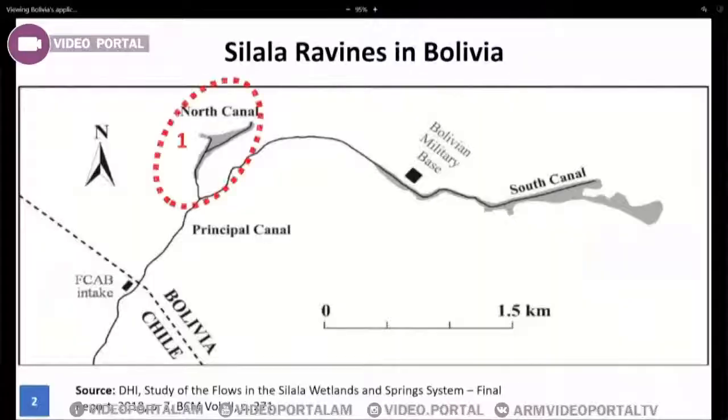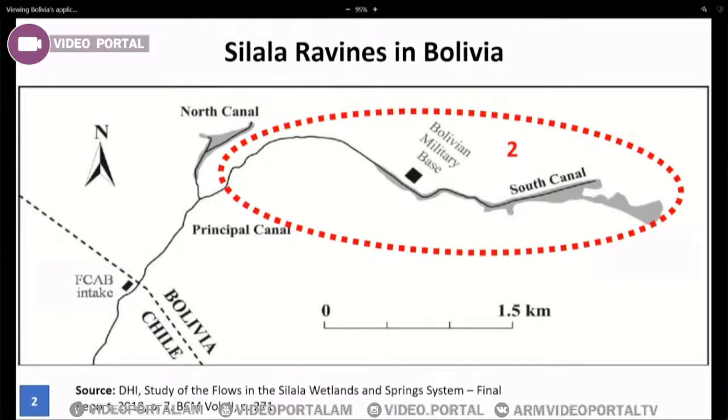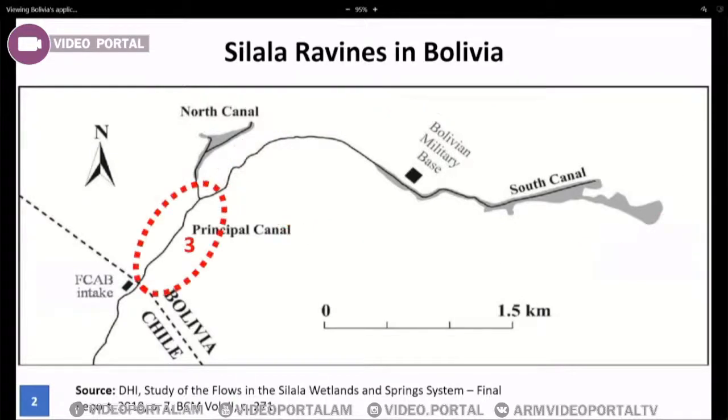The first part of our tour will begin at the eastern edge of the northern or Cajones ravine in Bolivia's Salalah Springs region and follow the ravine towards its confluence with the southern ravine. In the second part of our tour, we will visit the southern or Orientalis ravine, where we will begin at the ravine's eastern edge and follow it all the way to where it merges with the northern ravine. And finally, for the third part of our tour, we will view the main Salalah ravine and move in a southwesterly direction towards the Bolivian-Chilean border.